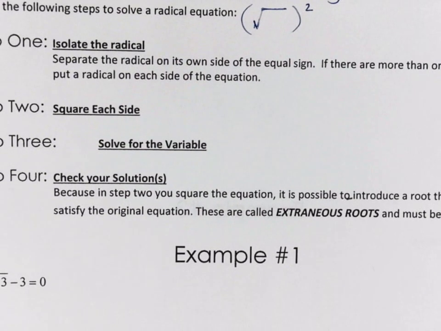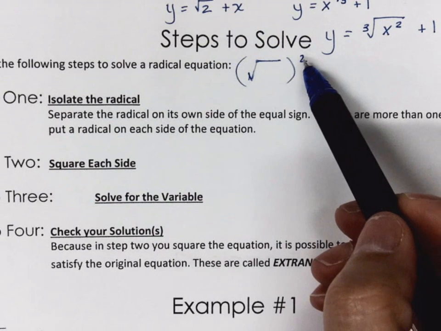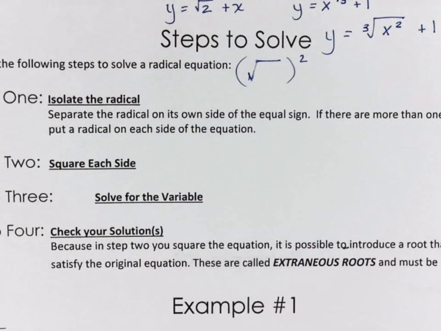Isolate the radical. So we're going to get the radical on one side of the equal sign and everything else on the other. But sometimes we're going to have 2 radicals in there, and then you're going to separate the radicals, one on the left side, one on the right side of the equal sign. Then you're going to square each side. The purpose of that is to cancel out the square root. That's why we're squaring it.